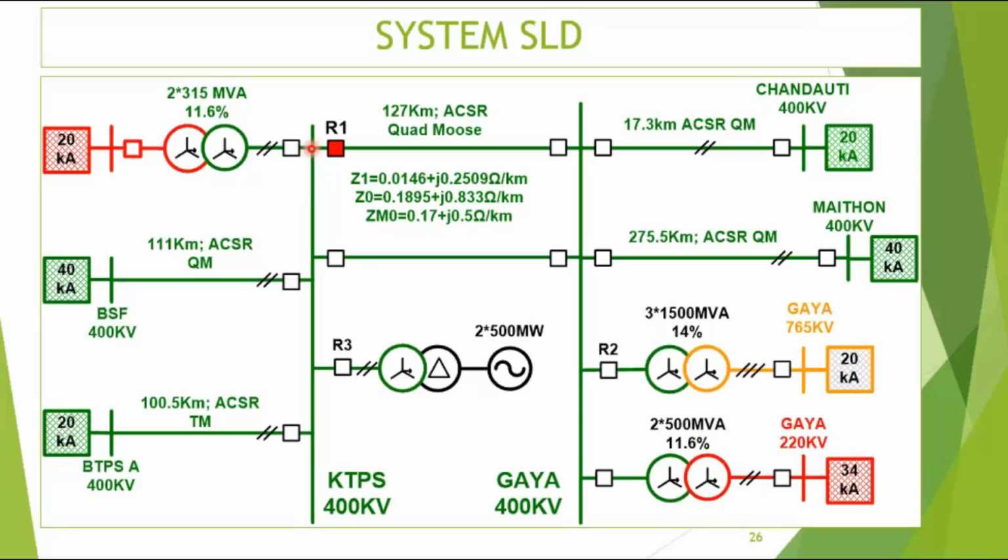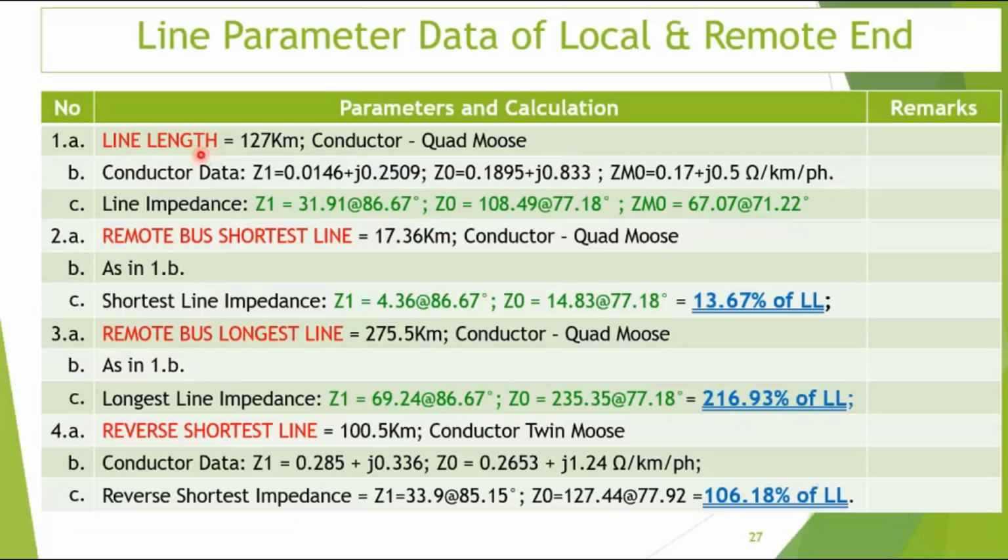On the backward side, I mean, on the local end, we have a line to Bihar Sharif power grid, 111 kilometer quad moves. We have a twin moves conductor line to one of our own power stations, 100 kilometer. We have a 220 kV system of this KTPS unit, KTPS bus, which has a 2 into 315 MVA, 11.6% ICT.